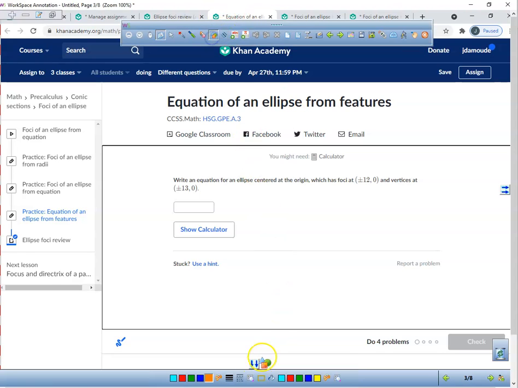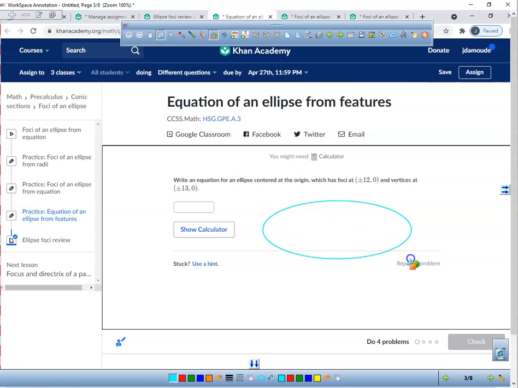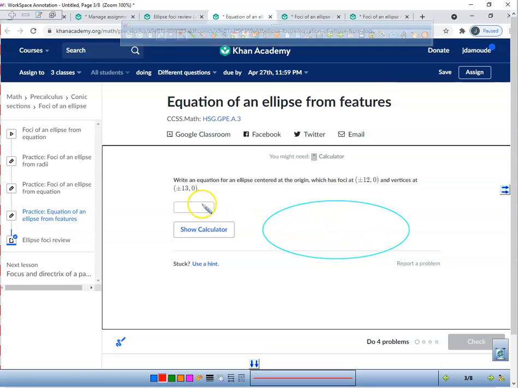So I'm just going to do a quick little sketch of this ellipse. This is not going to take long at all. I know it's going to run this way. All right? Now, it says write an equation for an ellipse centered at the origin. So right there, there's the origin. I'll just call it 0, 0. And then here, one of the vertices is at 13, 0. And the other vertex is at negative 13, 0. And the two foci are right here.